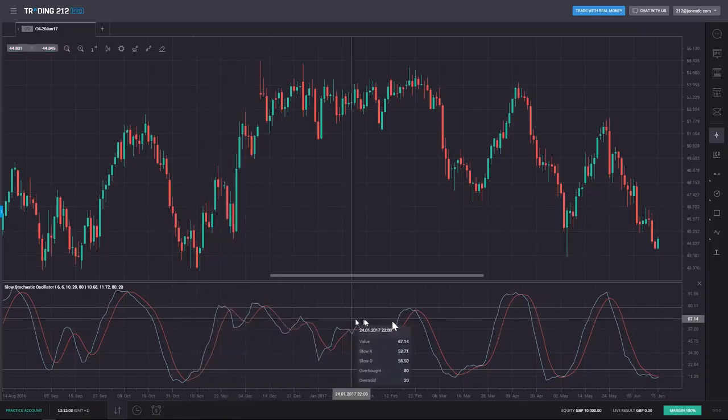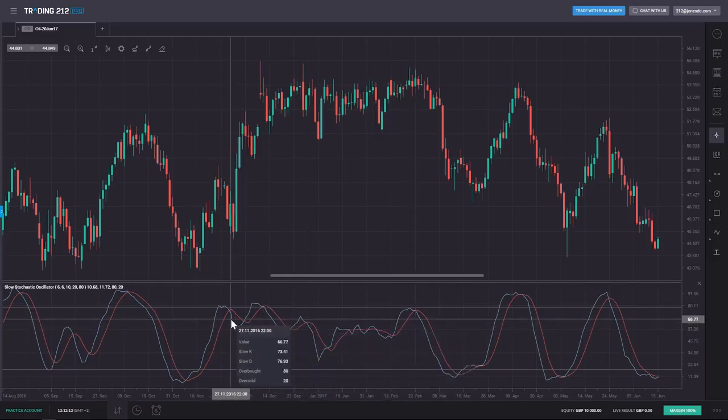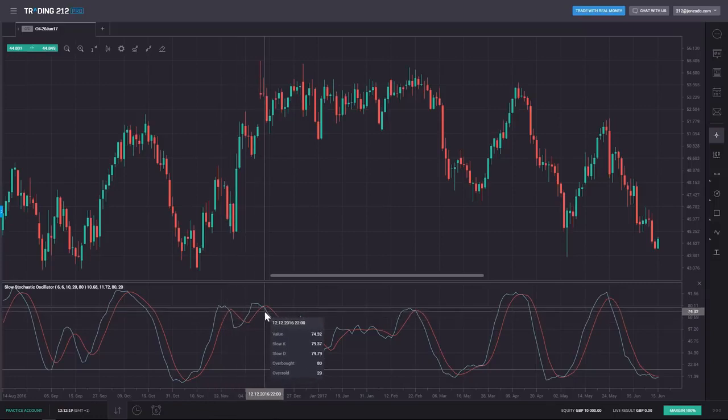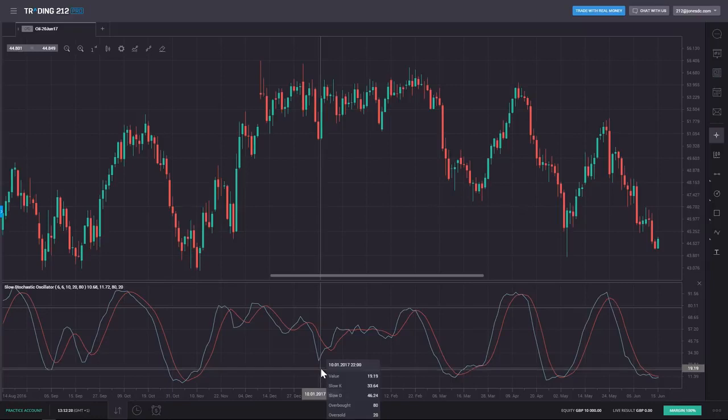Then it gets really messy, and I'm glad this bit is in here because it shows that this isn't a magic system. There is no magic system that works all the time. So we had a sell signal there, not very good. A sell signal there, a bit better, but the market just went sideways. I wouldn't say this was a valid buy signal because the market didn't go below the oversold, below the 20% mark.